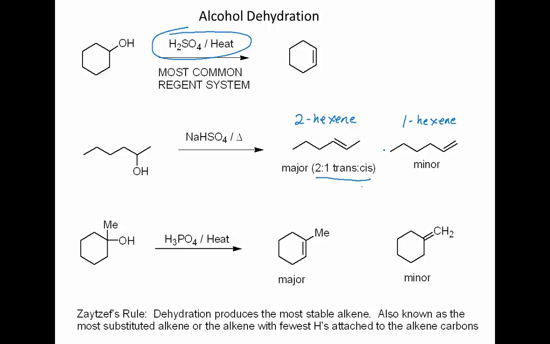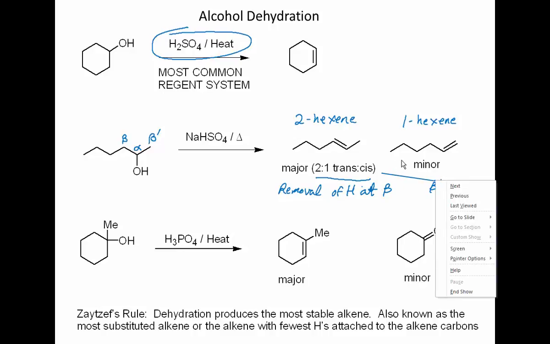All right, so when we look at the structure of our alcohol, right away we can see the source of this problem, right? Here's our alpha carbon, but we see we only have two different beta carbons, beta and beta prime. This comes from removal of the hydrogen at beta, and this comes from removal of the hydrogen at beta prime. Okay?